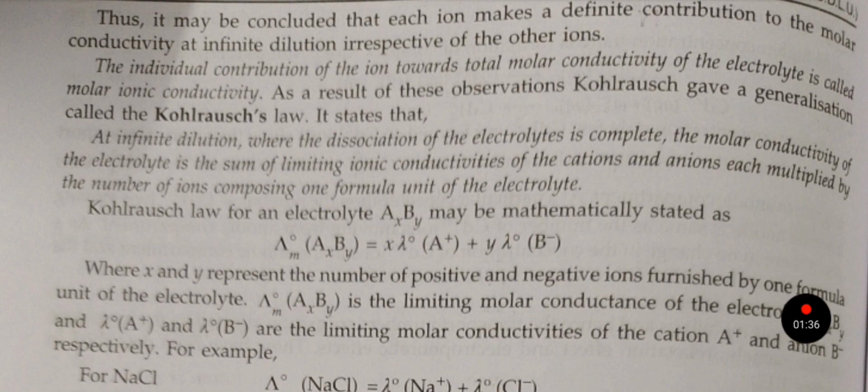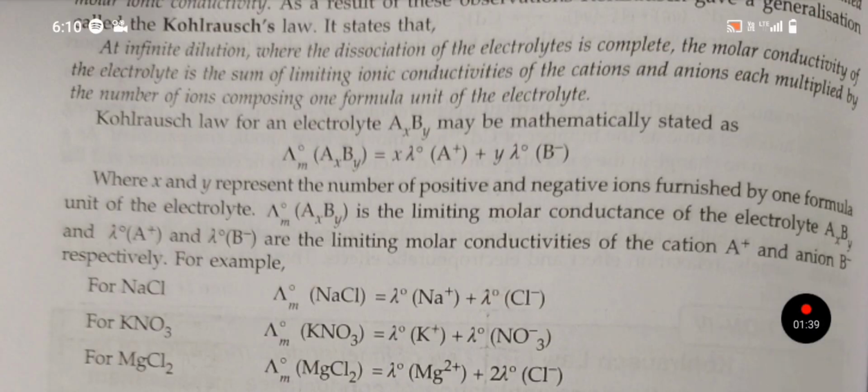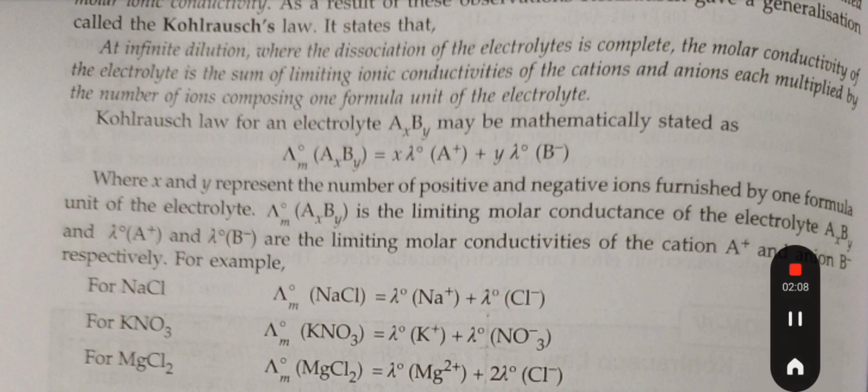For example, for NaCl, Λ0m(NaCl) = λ0(Na+) + λ0(Cl-). For KNO3, Λ0m(KNO3) = λ0(K+) + λ0(NO3-). For MgCl2, Λ0m(MgCl2) = λ0(Mg2+) + 2λ0(Cl-).